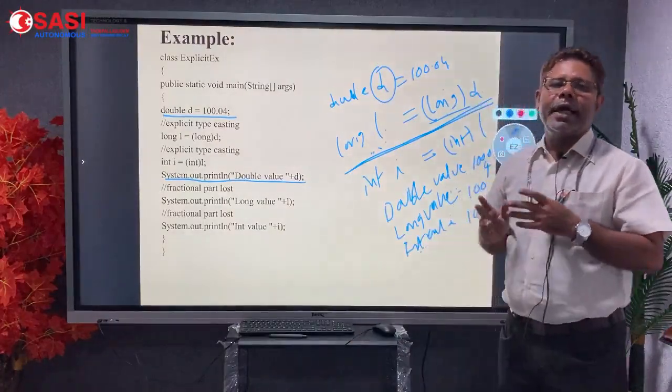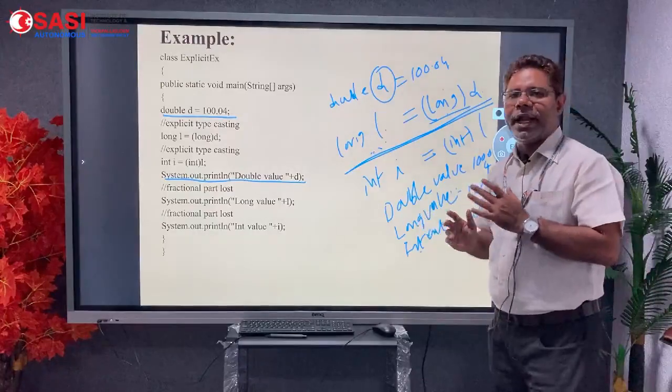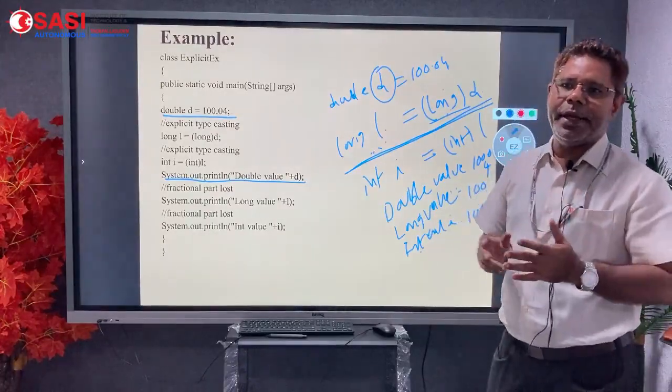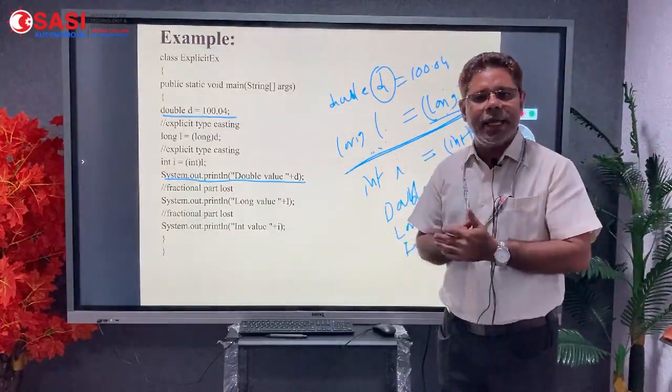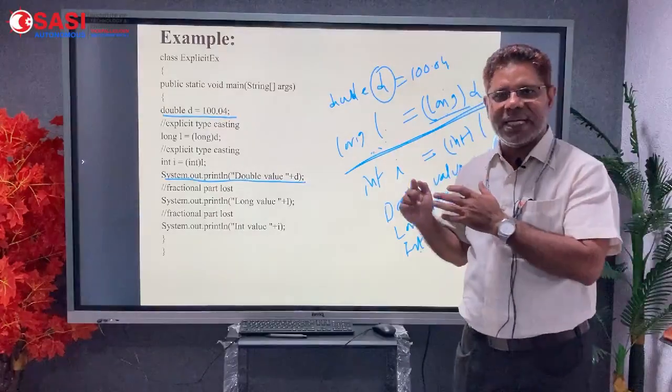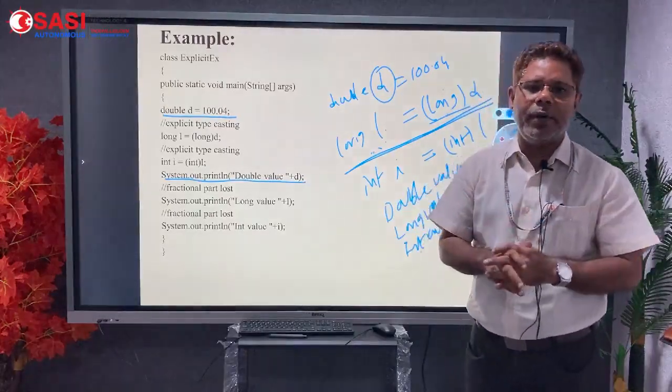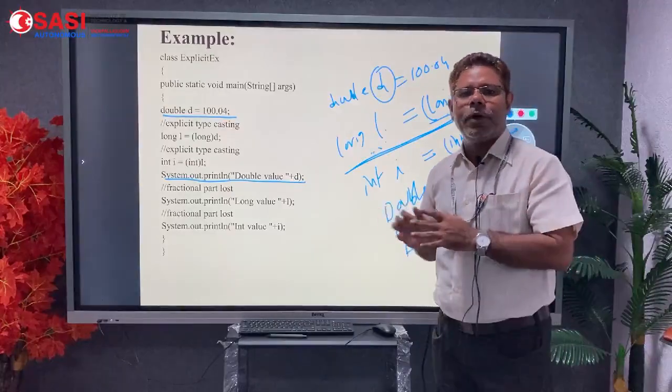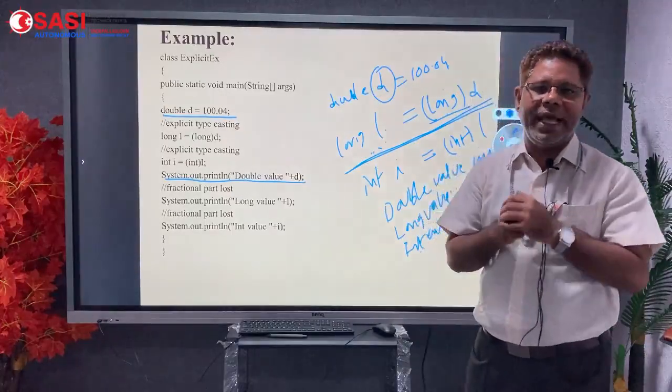So these are the type casting, how we can convert one data type into another data type. Here we have two ways, implicit casting and explicit casting. Implicit casting is done automatically by Java. In the explicit casting, the programmer needs to perform the explicit casting.